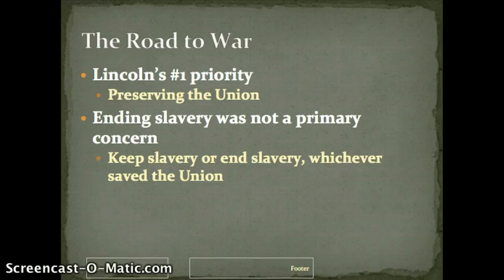Ending slavery was not a primary concern, not a main goal. Lincoln had said that he felt slavery should be kept or ended, whichever was going to save the Union, because as president, as leader of the United States, that was his responsibility, not to make a decision over slavery. His opinion over slavery and of its usefulness during the war will change a few years from now.